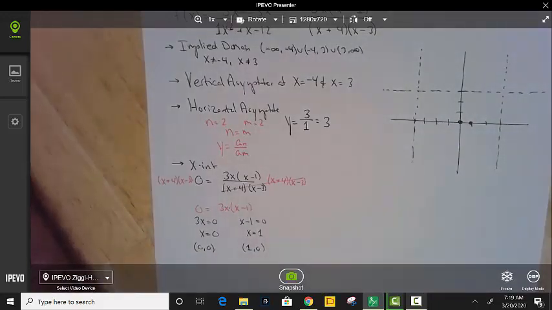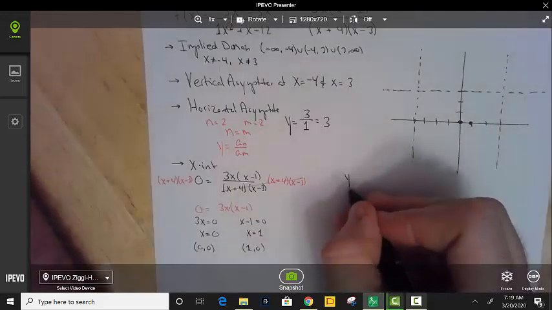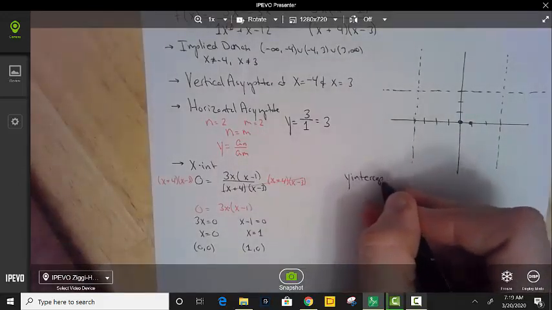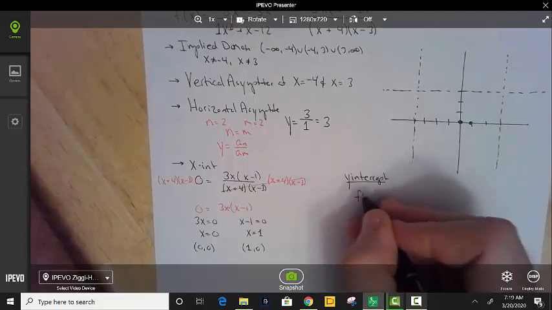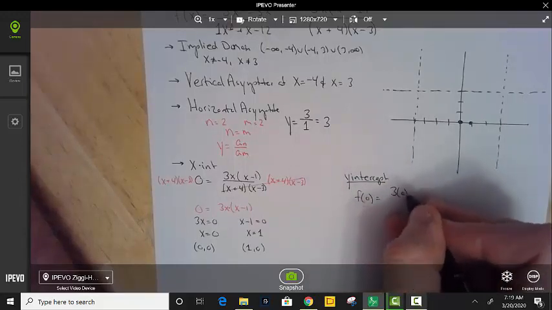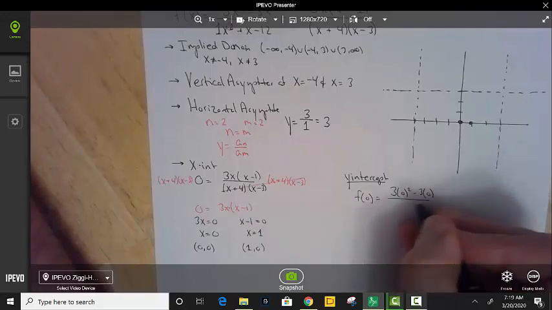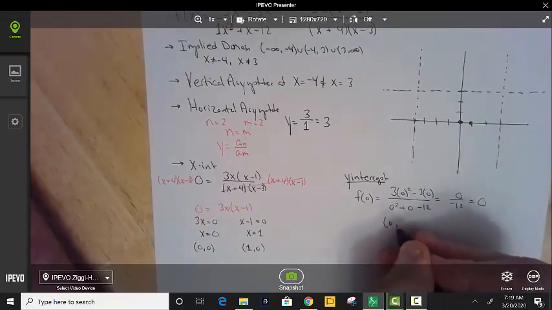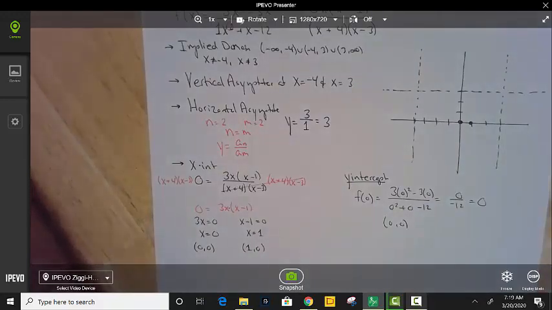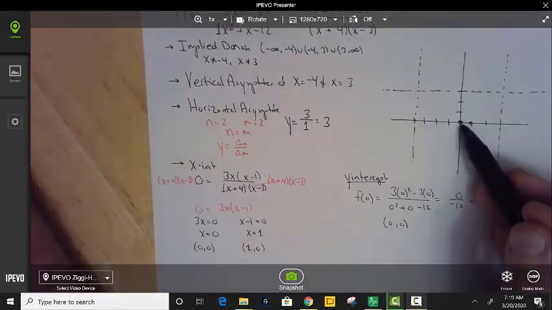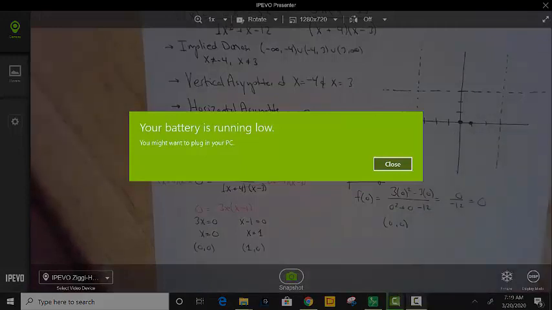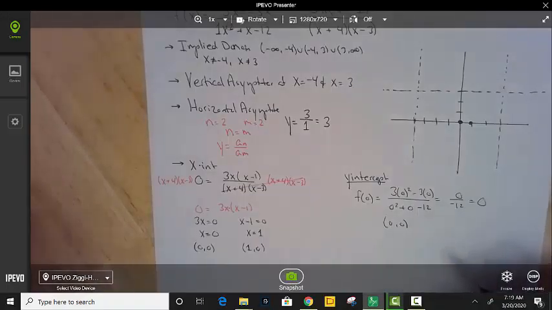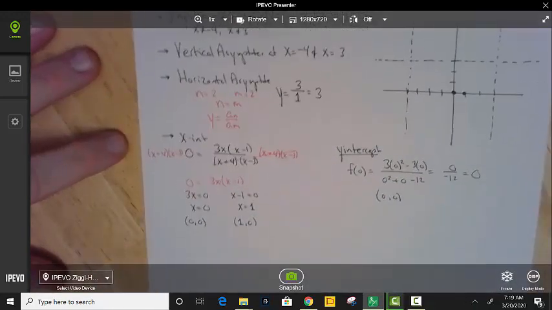Alright, now we need to figure out the y-intercept. To do that, we plug 0 into the function. We get 0 over negative 12, which gives us 0. Which means we have a y-intercept at 0, 0, which we should have known because we already had an x-intercept at 0, 0. Hopefully my computer doesn't die before this video is done. Alright, let's run through this a little bit quicker.